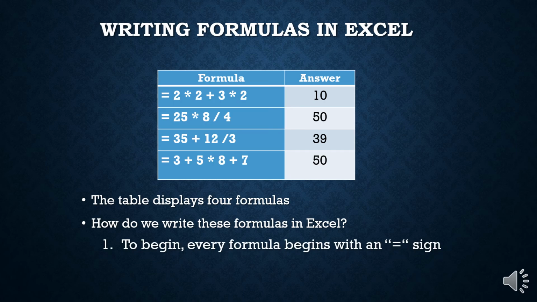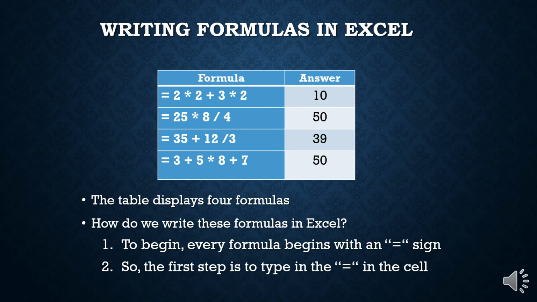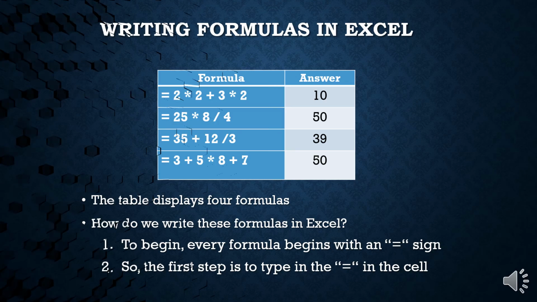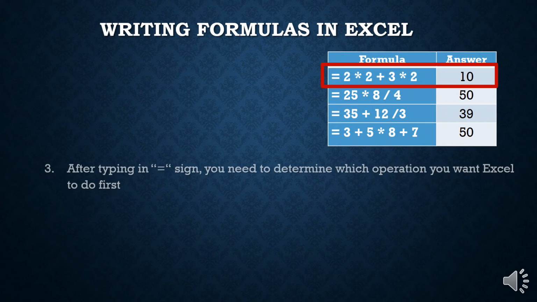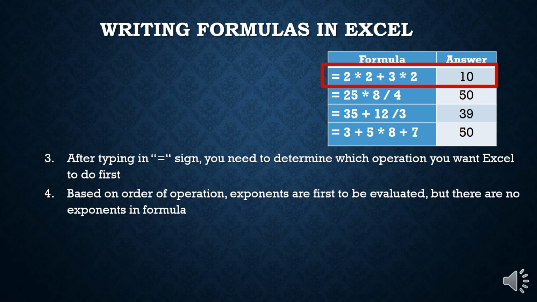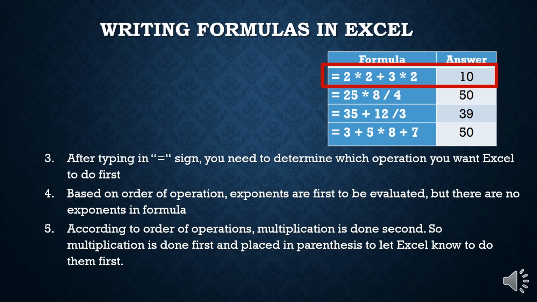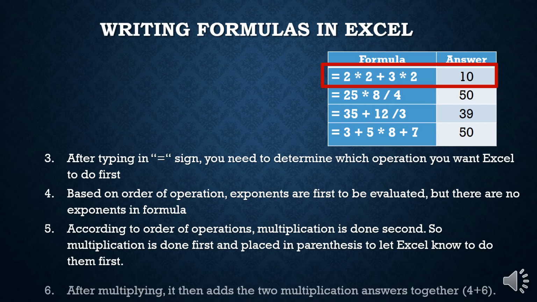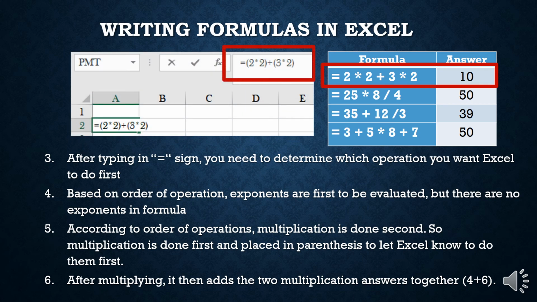To begin, every formula must begin with an equal sign. So the first step is to put our cursor in the cell where we want the answer and then type in the equal sign. We will first write the formula for the first example. After typing in the equal sign, we need to determine which operation we want Excel to do first. Based on the order of operations, exponents are first to be evaluated, but there are no exponents in the formula. According to the order of operations, multiplication is done second. So multiplication is done first and placed in parentheses to let Excel know to do them first for this formula. After multiplying, it then adds the 2 multiplication answers together.